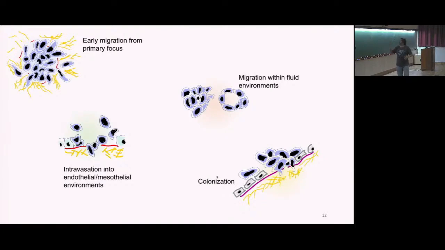The third process is migration within these fluid environments. As these cells move through the fluid environments, how do they survive these environments, and so on. And the fourth process is, of course, colonization. Once they've reached where they want to reach, or where they are happy to now settle down, how do they colonize, how do they grow there, and so on. So these are sort of four paradigms, if you will, of metastasis, but one can break it down further.